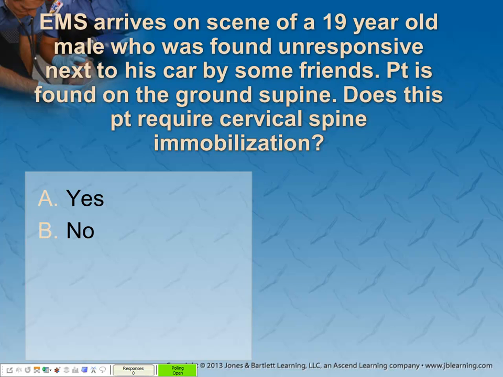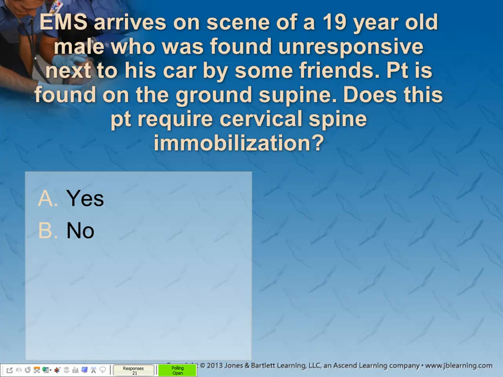EMS arrives on the scene, a 19-year-old male who was found unresponsive next to his vehicle by some friends. Patient was found on the ground supine. Does this patient require C-spine immobilization, based on mechanism of injury? Strictly based on mechanism of injury and what your patient looks like, does he need C-spine immobilization? There's not necessarily a mechanism. We don't know the mechanism. He's laying supine. Exactly.